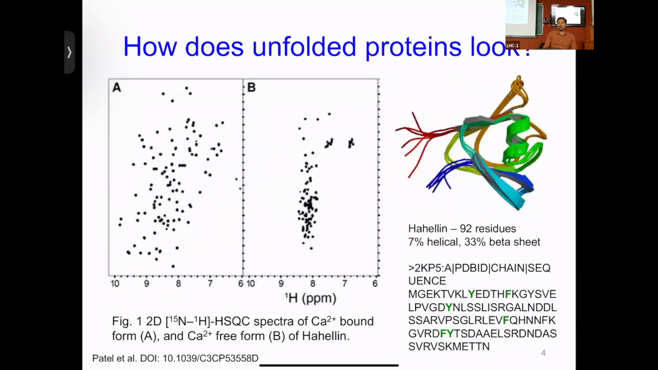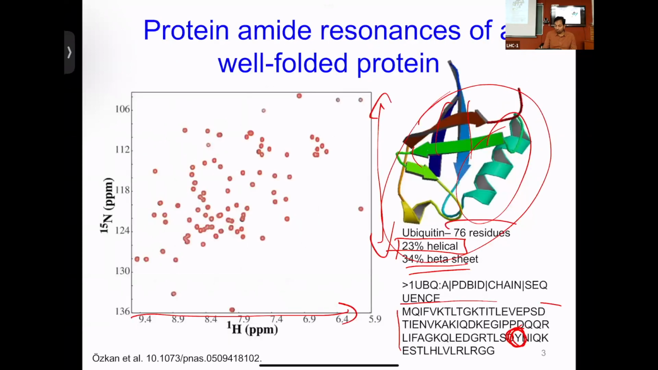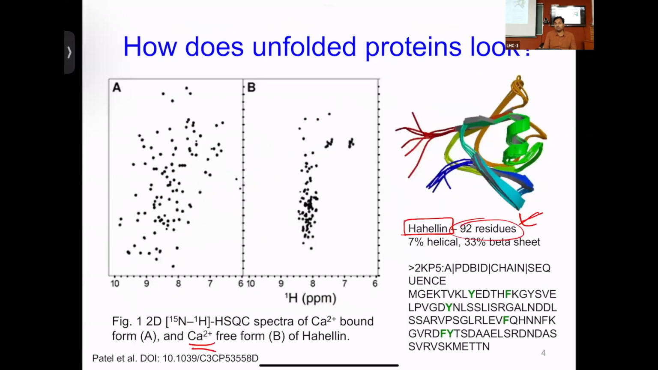Okay, let's take another example. This is called hyaline. I think this binds calcium or something. I forget. Yeah, there you go. It binds calcium. It's a 92 residue protein. So slowly we are increasing the size. I started with 55 and I went to 76. Now I'm going to 92. And what you see on this side is the folded state of the protein.